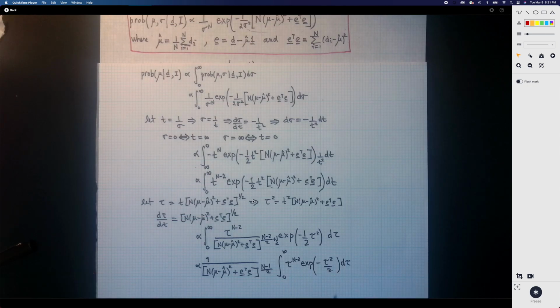And the nice thing is that this integral, whatever it is, is going to be some number, and so we can just fold it into the proportionality constant, which we're neglecting anyways. And so that means that we don't even have to evaluate the integral.